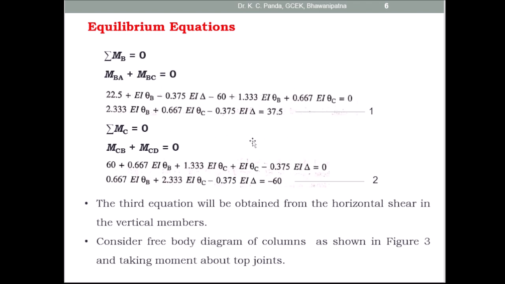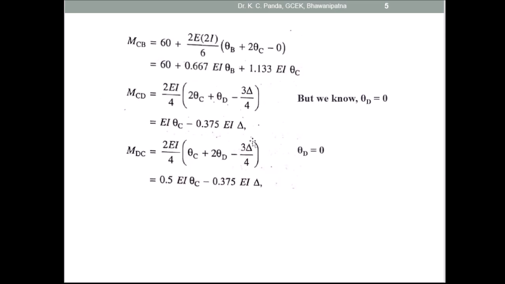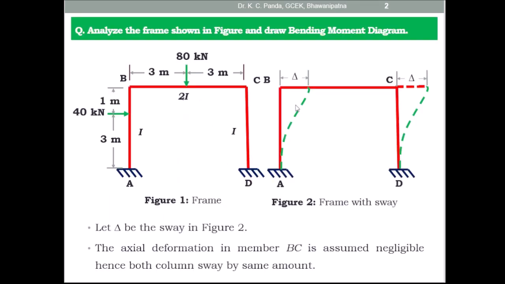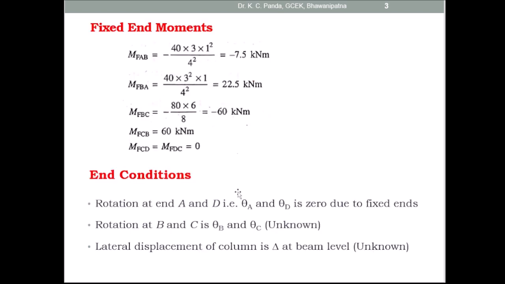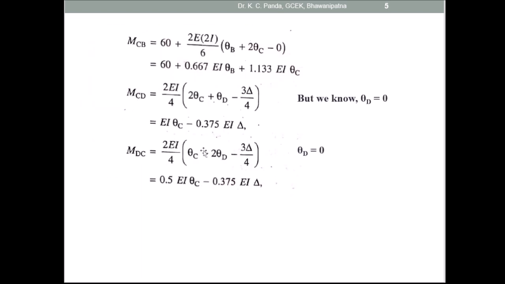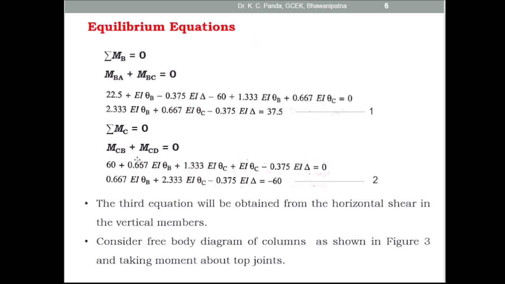Then the next equilibrium equation you get at joint C, that is the summation of moment at joint C is equal to 0. Here you take MCB plus MCD is equal to 0. Then you know the value of MCB and MCD. So this MCB and MCD you put in the equilibrium equation. So after simplification, here you get this is equation 2.